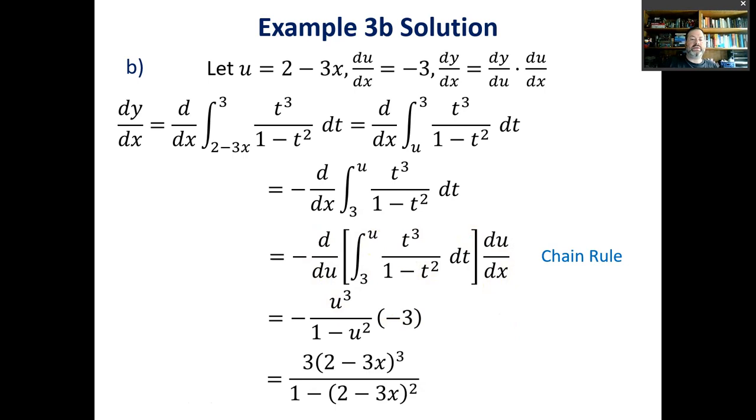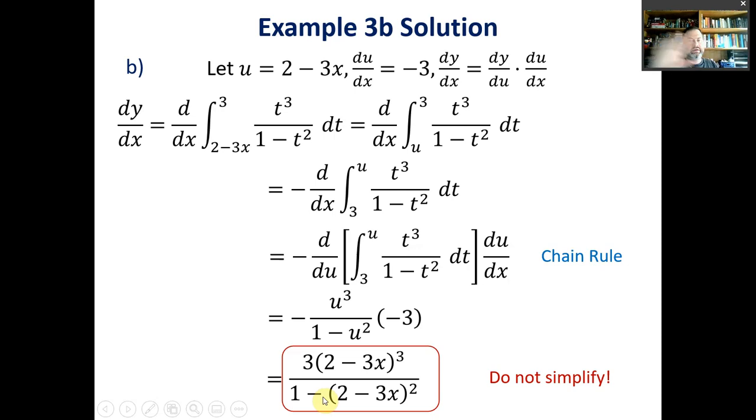Now we just translate everything back to x. So wherever you see u's, put in the original expressions, and we're done. Don't simplify this. Just leave it. Because this simplifies horribly. And the only reason you really want to simplify is for stuff to cancel. Nothing can cancel here because of this 1 minus. So don't even mess with it.